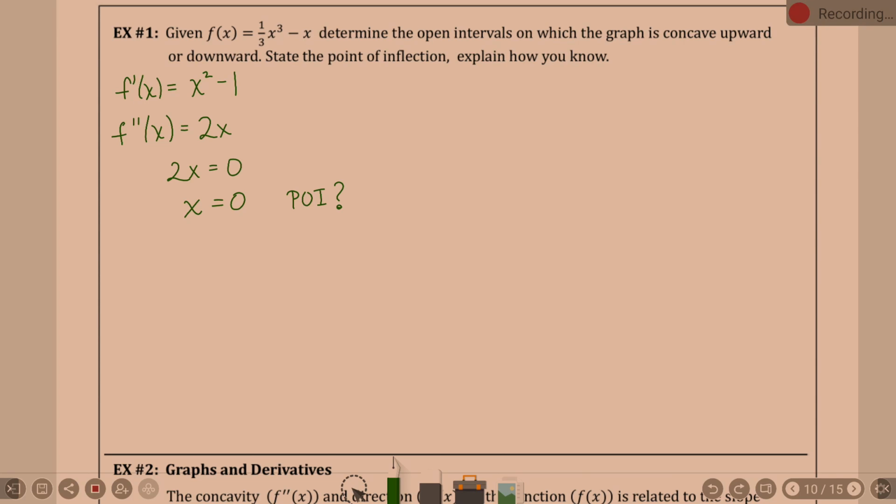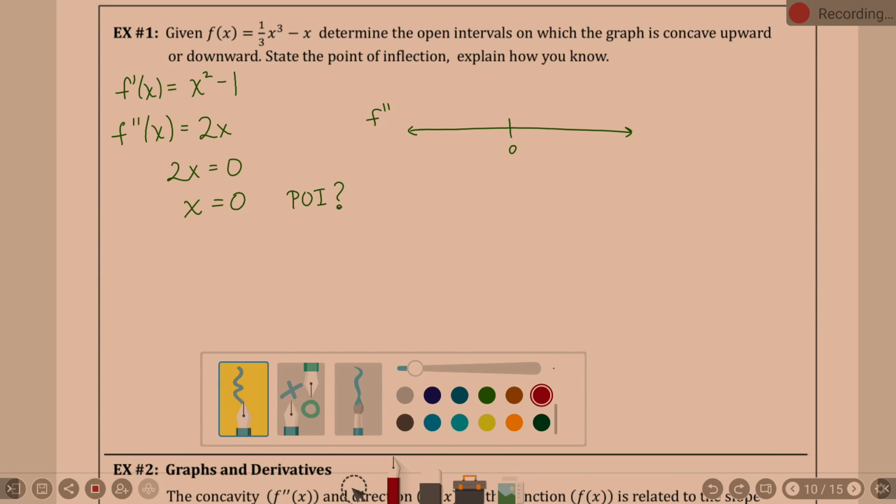So, anyways, now, we don't just assume it's a point of inflection. We need to check. So we're going to do a sign chart, a number line. What number is going on this? 0. And keep in mind, this is the second derivative that we are testing here. To the left of 0, -1, plug in a number. When you plug it into the second derivative, it's going to be negative.